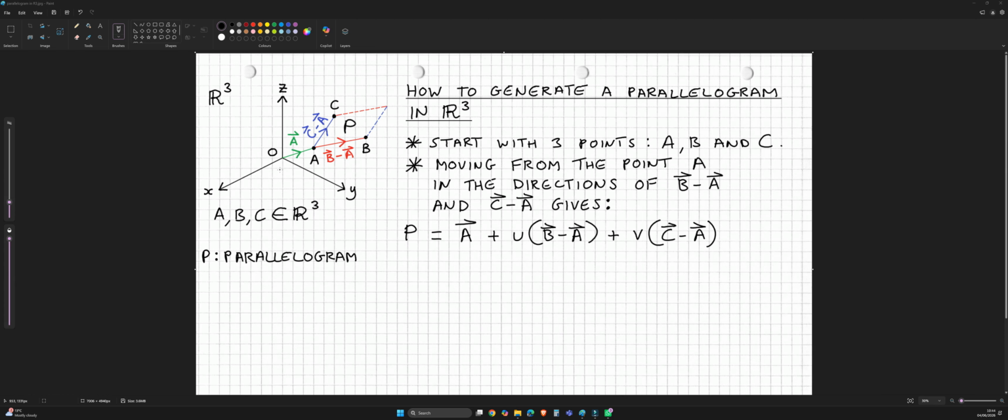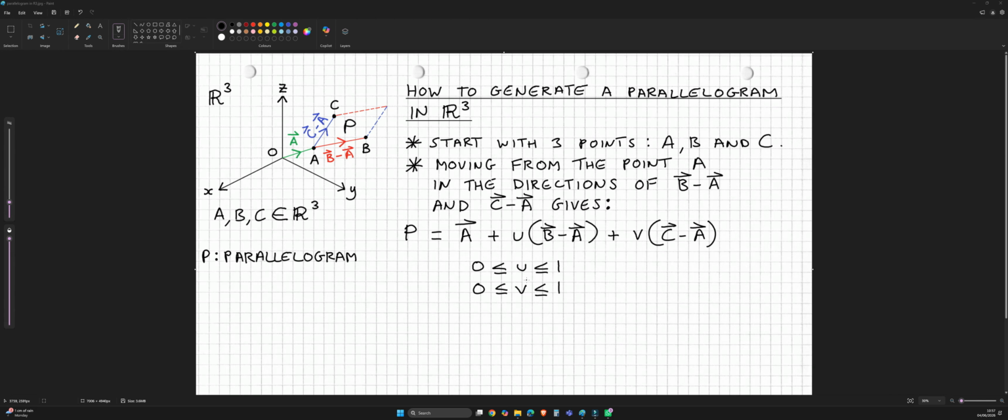Since everything in the diagram is neatly in its place, we can now generate the parallelogram. Let's say that P stands for parallelogram. This means that moving from the point A, which is over here, in the directions of the vectors B minus A and C minus A gives the parallelogram: P is equal to the vector A plus some u times the vector B minus A plus some v times the vector C minus A.